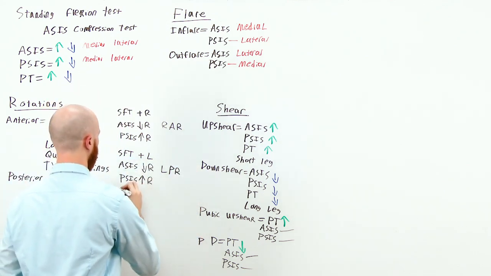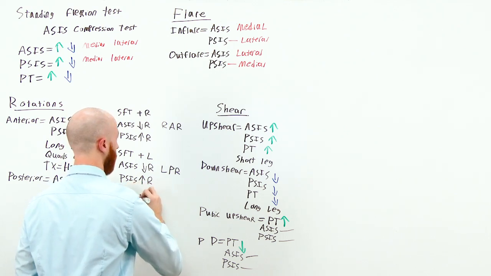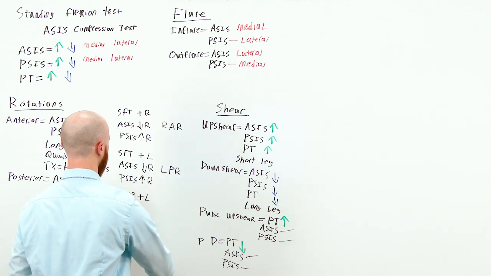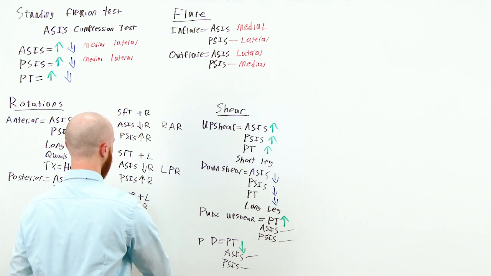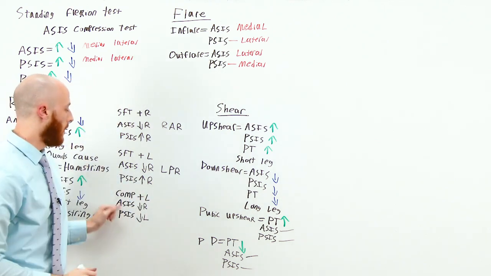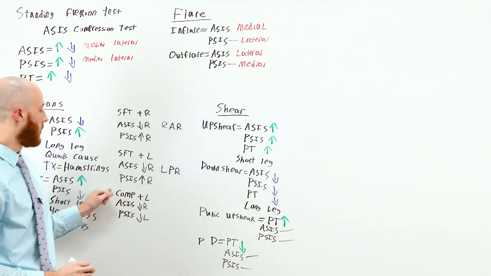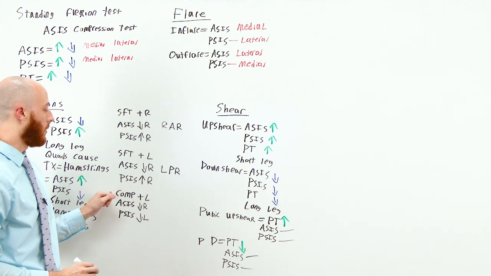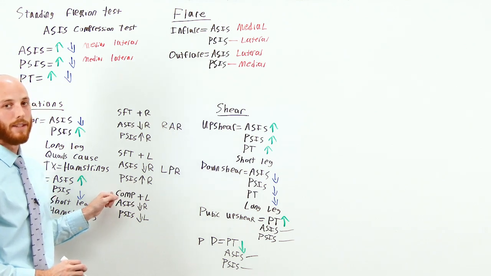So the next practice question. You have a compression test that's positive on the left, an ASIS that is inferior on the right, and a PSIS that is inferior on the left. So remember, the compression test is the same thing as a standing flexion test. This just tells you that your findings are abnormal on the left side. So you need to relate all of the findings back to the left innominate.